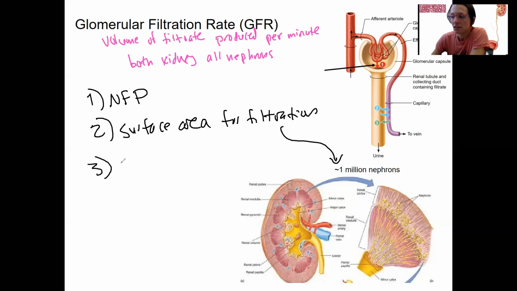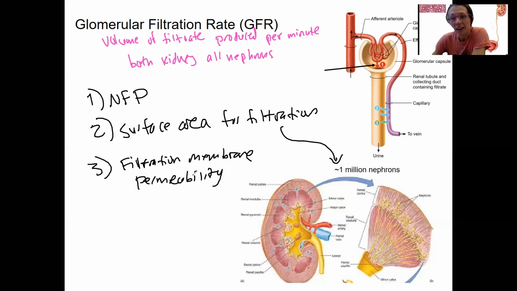Number 3 is the permeability of our filtration membrane. So something that is determined by the structure, right? Those podocytes and the fenestrated pores. Generally, these capillaries are highly permeable compared to other capillaries.